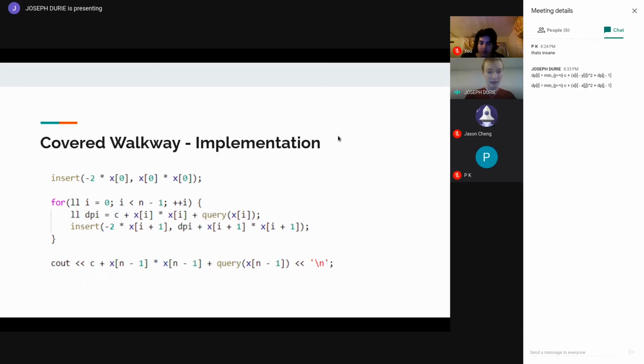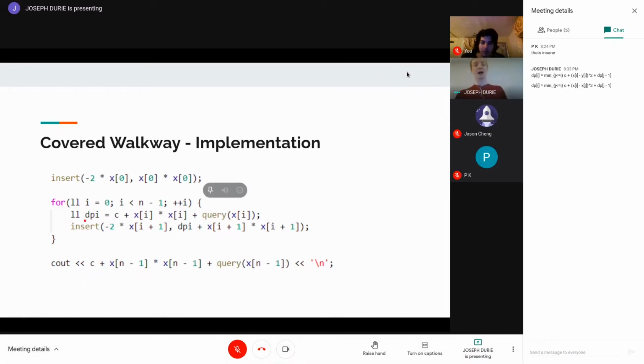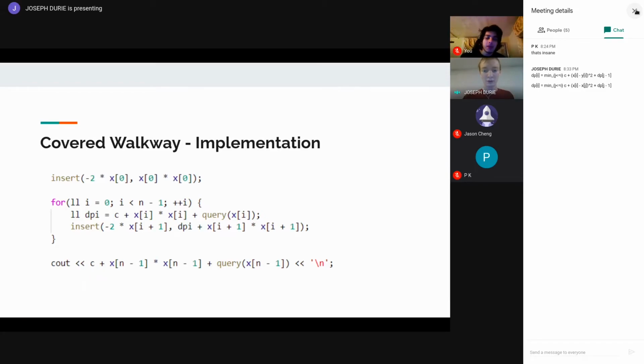And then for all of the other points, we compute DP i like we were talking about, and then we do the insertion. And then at the end, we just query DP n-1. And notice that we don't actually have to store the DP here because the hull is kind of doing that for us. So we can just have DP i be like an integer or something. We don't need the full array. So yeah, does this make sense? Any questions on the code for this?